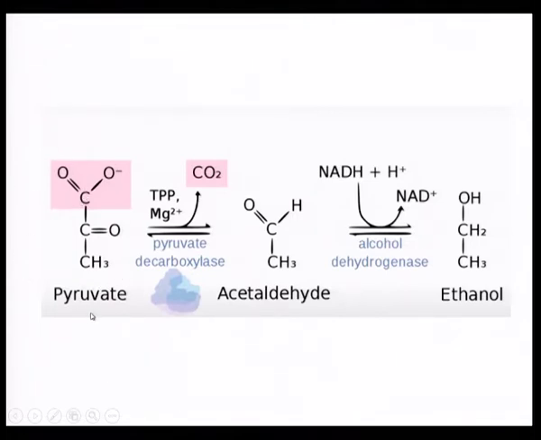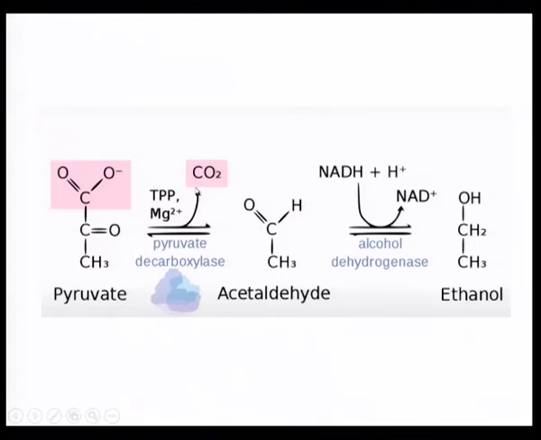So pyruvate is a keto carboxylic acid, and then this pyruvate gets decarboxylated to form acetaldehyde, and then this acetaldehyde is further converted, in other words reduced, into ethanol. So look here, you have a carboxyl group, and this carboxyl group is basically removed by pyruvate decarboxylase. And in this reaction, the pyruvate decarboxylase uses TPP and magnesium ions as cofactors.